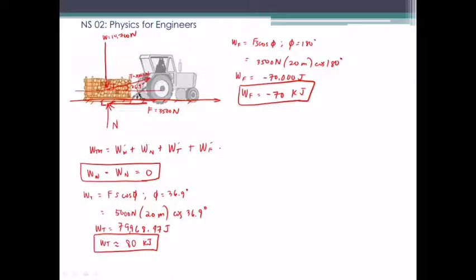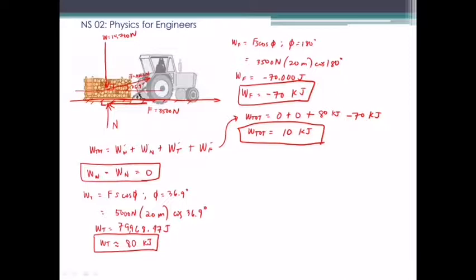Substituting into the formula, the total work is equal to the work due to the weight, 0, plus the work due to the normal force, 0, plus the work due to the tractor, 80 kilojoules, and the work done by the friction force, negative 70 kilojoules. So the total work is 80 minus 70, which is 10 kilojoules. That is now your final answer.